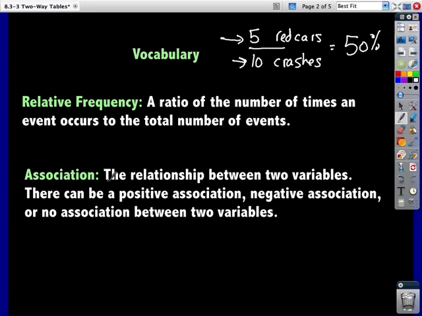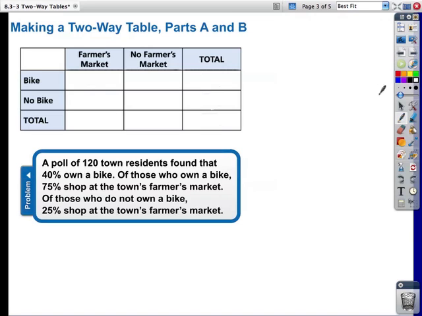The association is the relationship between two variables, and we've already talked about positive association, negative association, or no association, but we've only looked at those when they're involved with a scatter plot. Now we're going to have to use a two-way table to determine if there's association between two variables. So the first thing we want to do is learn how to fill out these two-way tables. They're a little weird at first, but once you do a few, not a big deal.